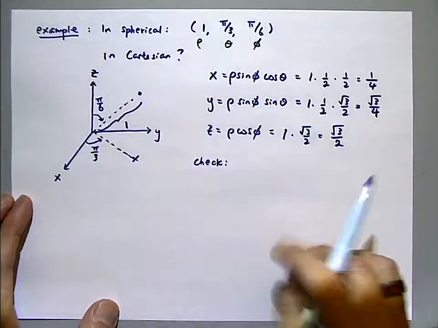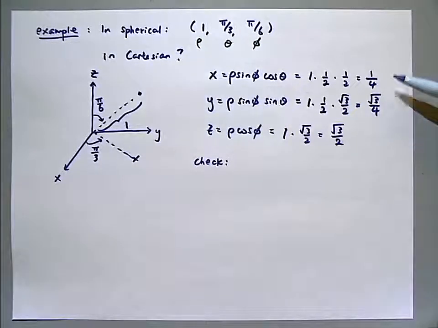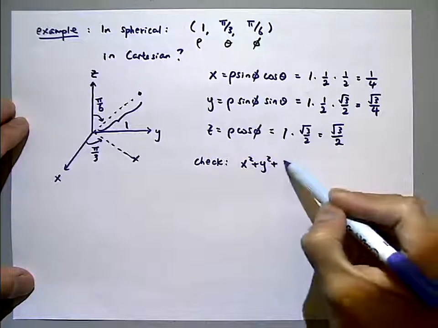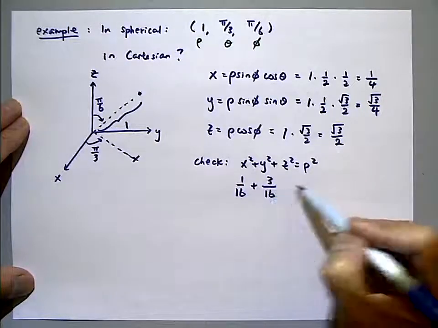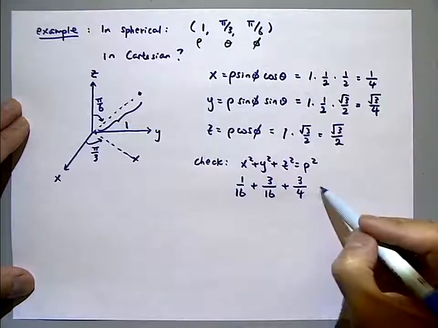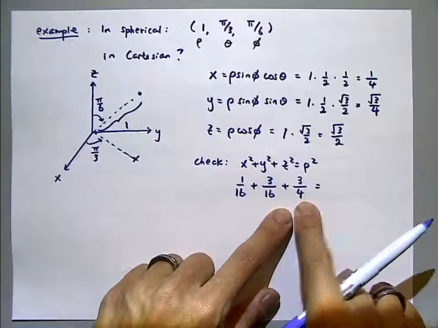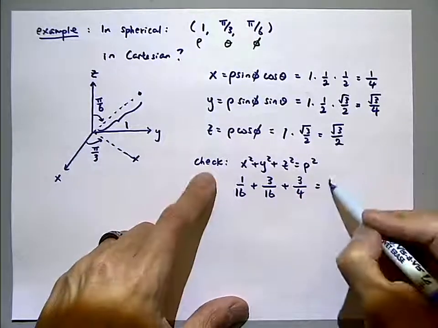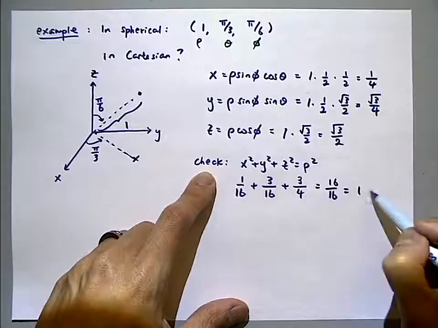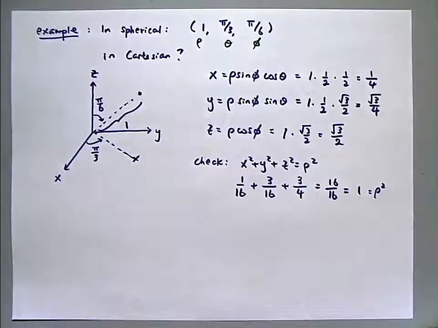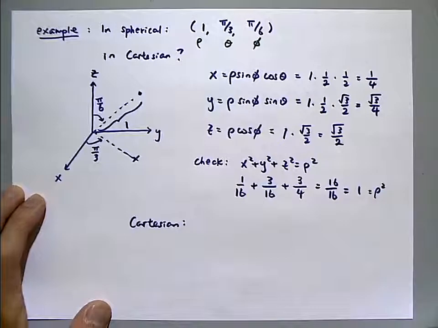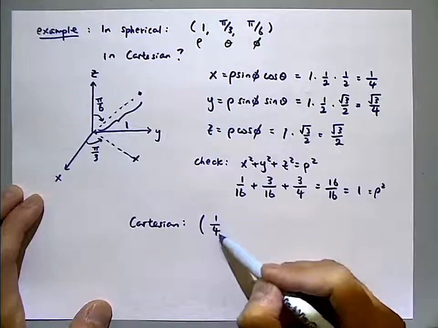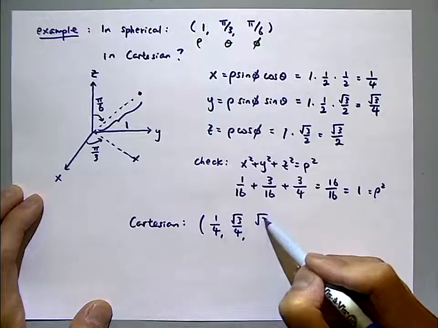Another way to check is using the last formula on the previous page. We know if I add the sum of the squares of these three things, I should get 1. I should get rho squared. So this is 1 over 16 plus 3 over 16 plus 3 over 4. That's 12 over 16. 12 plus 3 plus 1 is 16. 16 over 16, that's equal to 1, which is rho squared. So that's good. That tells us that x, y, z must be correct. And therefore, in the Cartesian coordinate, our point would be at 1 over 4, root 3 over 4, root 3 over 2.